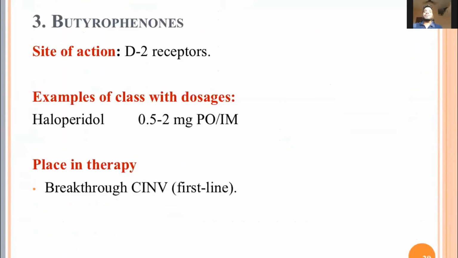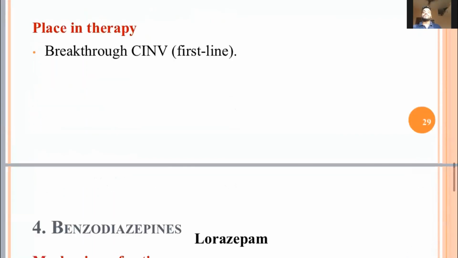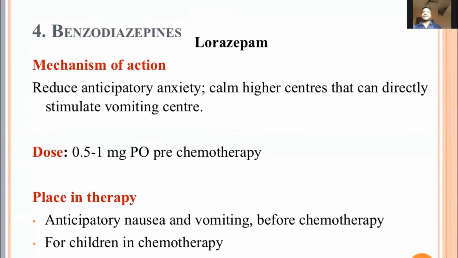The example is haloperidol. This is a D2 receptor antagonist like metoclopramide we saw, but it has stronger affinity to the D2 receptor only. The dose is 0.5 to 2 milligram per oral or intramuscularly, and this can be used as a first-line therapy in breakthrough nausea vomiting. We have the fourth class of drug, benzodiazepine.